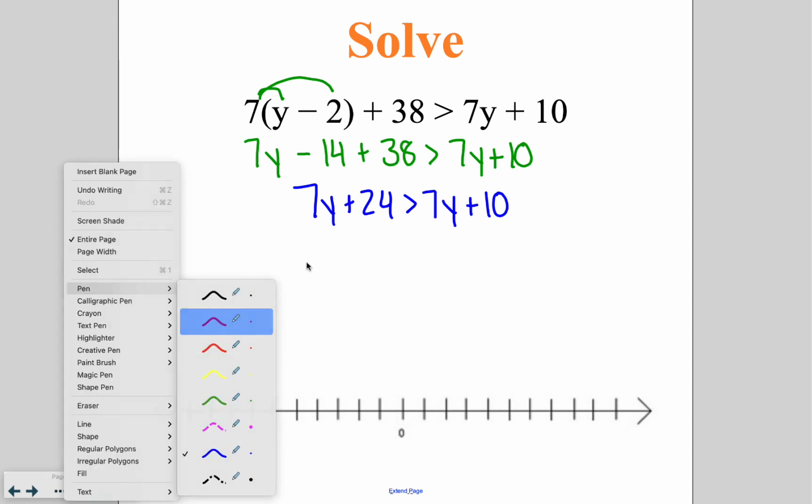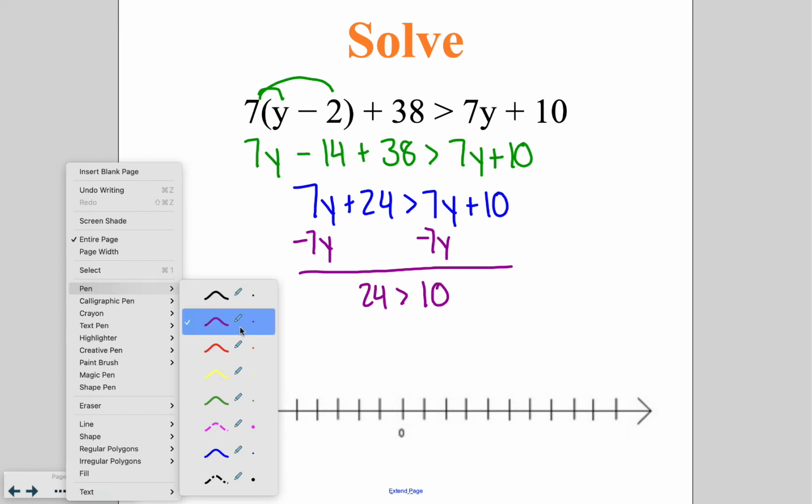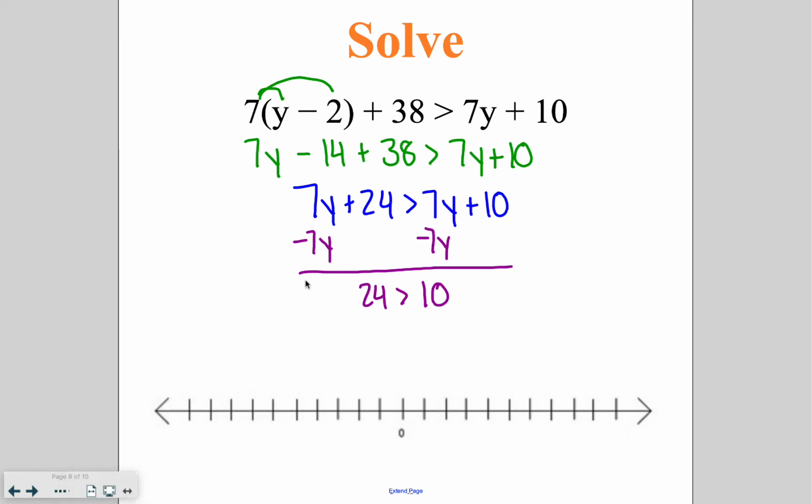Combining my variables now, I'm going to subtract 7y from both sides of the inequality, which leaves me with the statement 24 is greater than 10. Since 24 is actually greater than 10, that means no matter what you plug into this inequality, you are going to get a true statement.